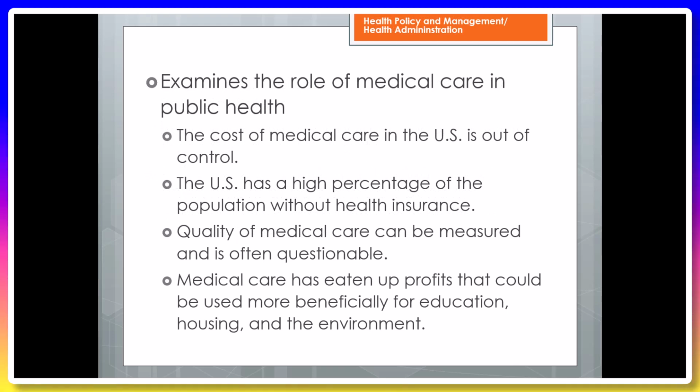And then we have health policy and management and also health administration. This is an area of study that examines the role of medical care in public health. So we know that the cost of medical care in the United States is completely out of control. Part of that is the for-profit status of drug companies. And the rationale for that is they need to recoup the cost of their research and design. But if you look at medicines in other countries, they are much cheaper than they are here. We have a high percentage of population without health insurance, and these people will lack access to medical care.